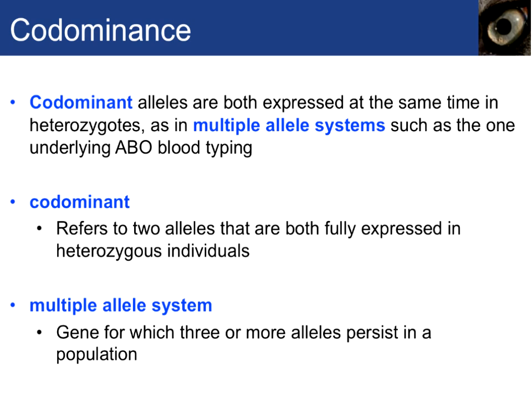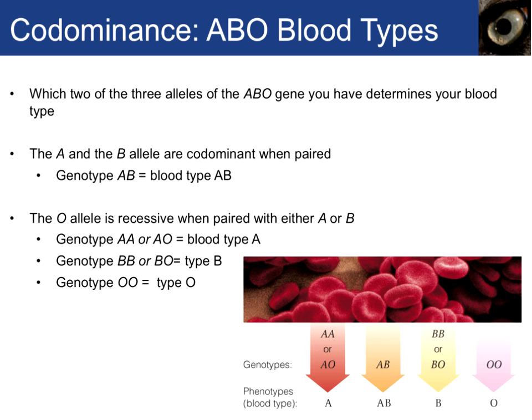So with codominant alleles, both are expressed at the same time in the heterozygote. And so one doesn't actually mask the expression of the other. This can occur in multiple allele systems where there are 3 or more alleles, and this is the underlying system of ABO blood typing. So your blood type is determined by which 2 of the 3 alleles of the ABO gene you have. The A and B alleles are codominant when they're paired. So for instance, genotype AB gives a blood type of AB, whereas the O allele is recessive.